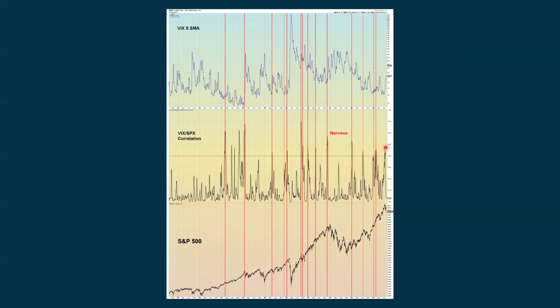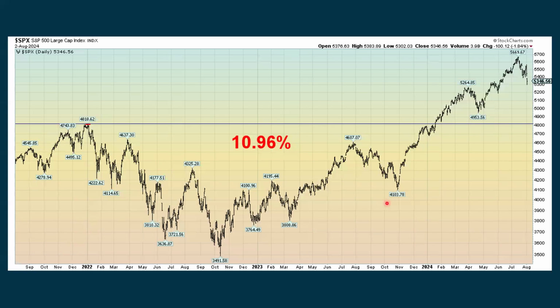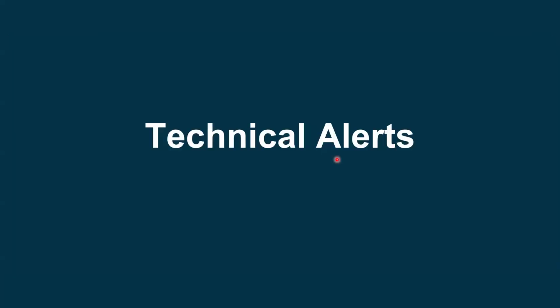We were getting an extreme reading. Then we started to come down with the S&P, and now we're seeing this correlation really drop off. Then just for informational purposes, how far are we above the previous all-time high set in early January 2022? Even with the declines, we're still 10.96% above the previous all-time high.